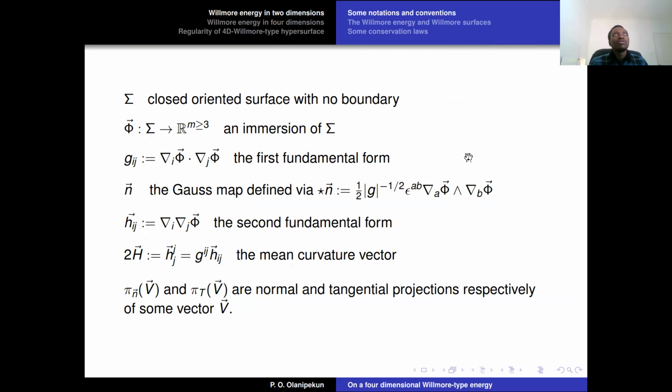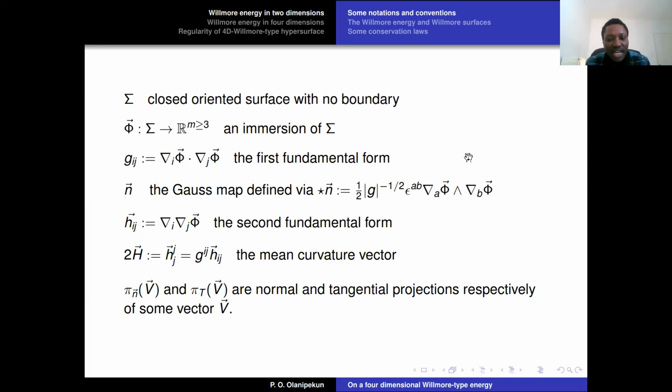So let's see. So the notation, we'll call sigma a closed oriented surface with no boundary. So in 2D, sigma will be a surface, but as soon as we start talking about the Willmore energy in 4D, it will be a hypersurface. Phi is going to be an immersion of sigma into R3, or if you want to talk about higher codimension, Rm, where m is greater than 3, and of course in 4 dimensions it will be an immersion of a 4-dimensional hypersurface sigma.